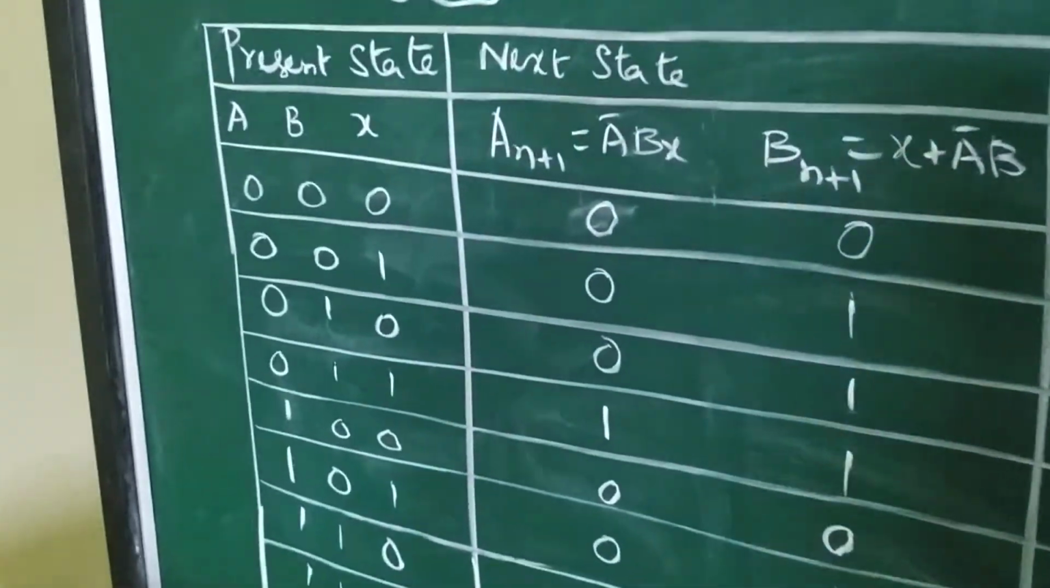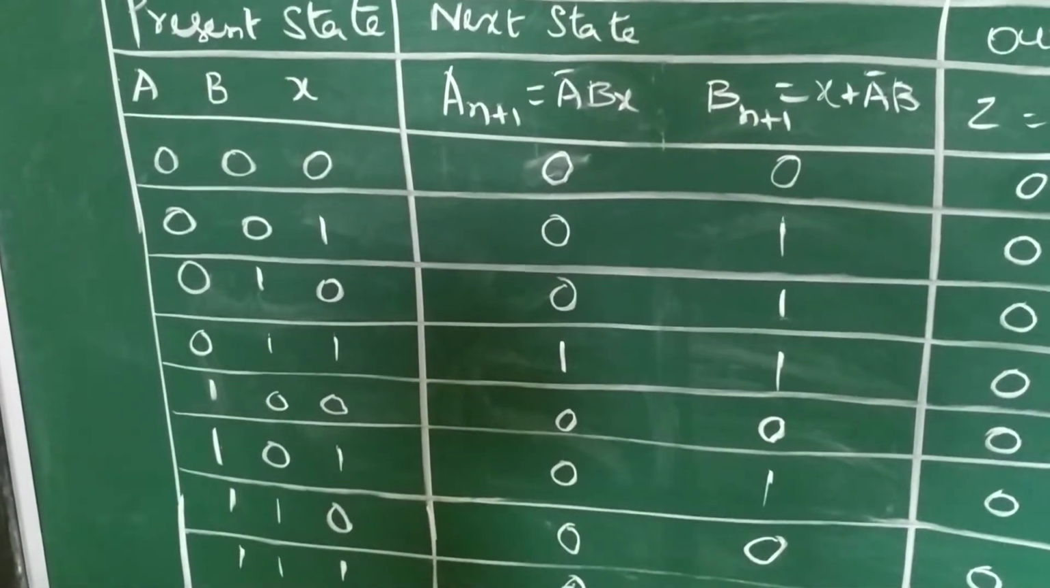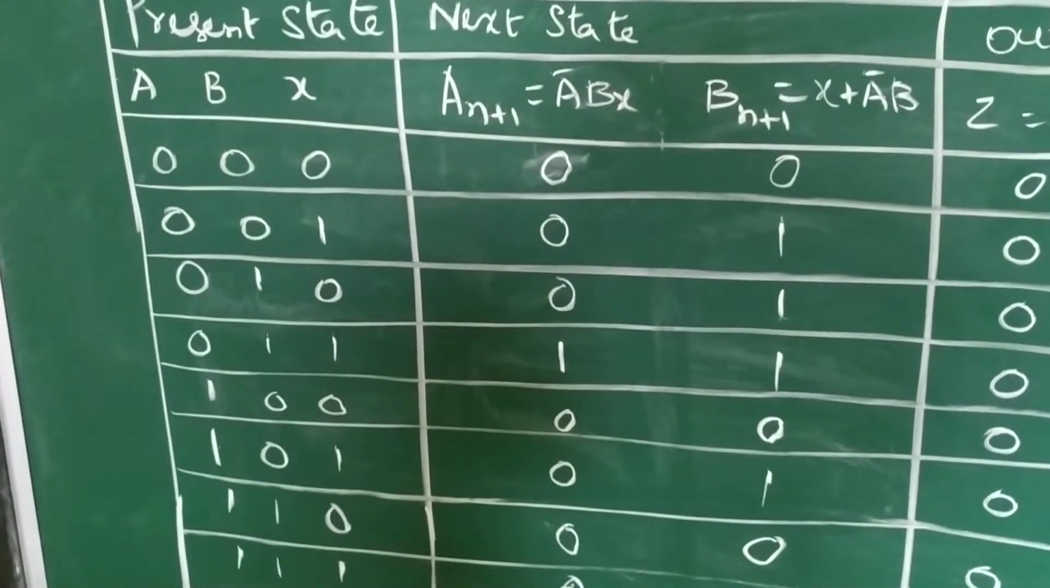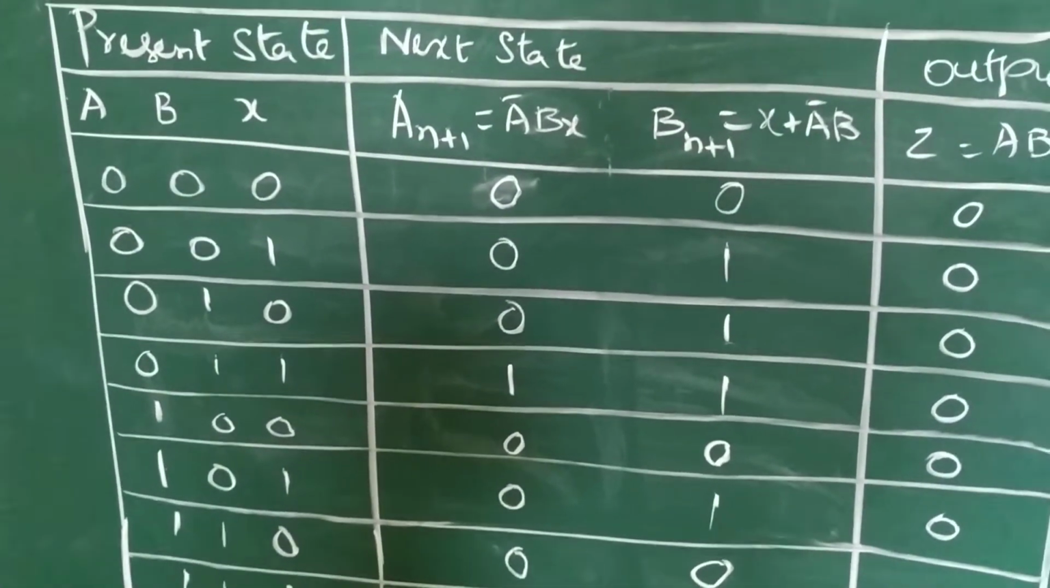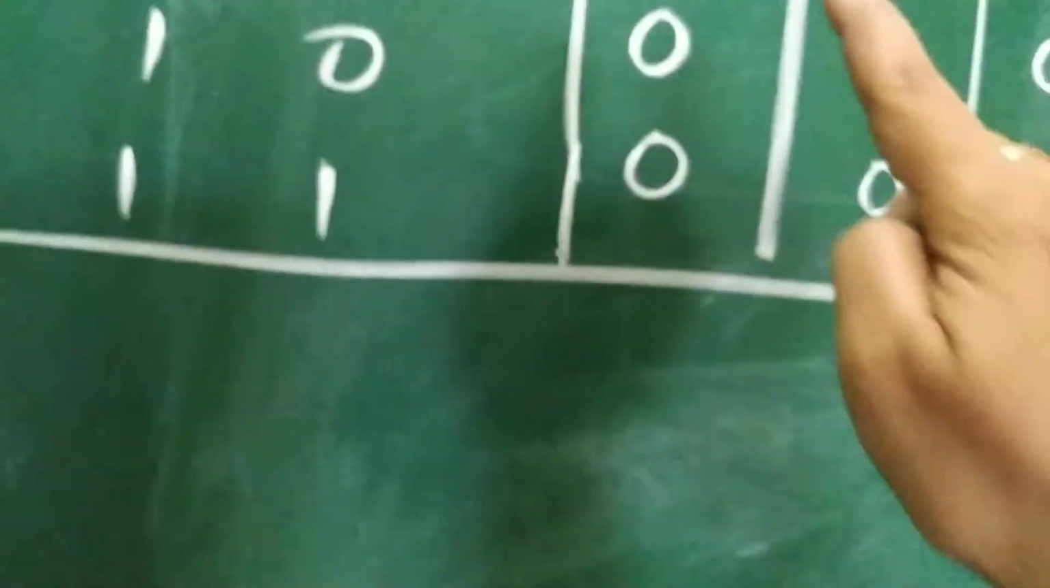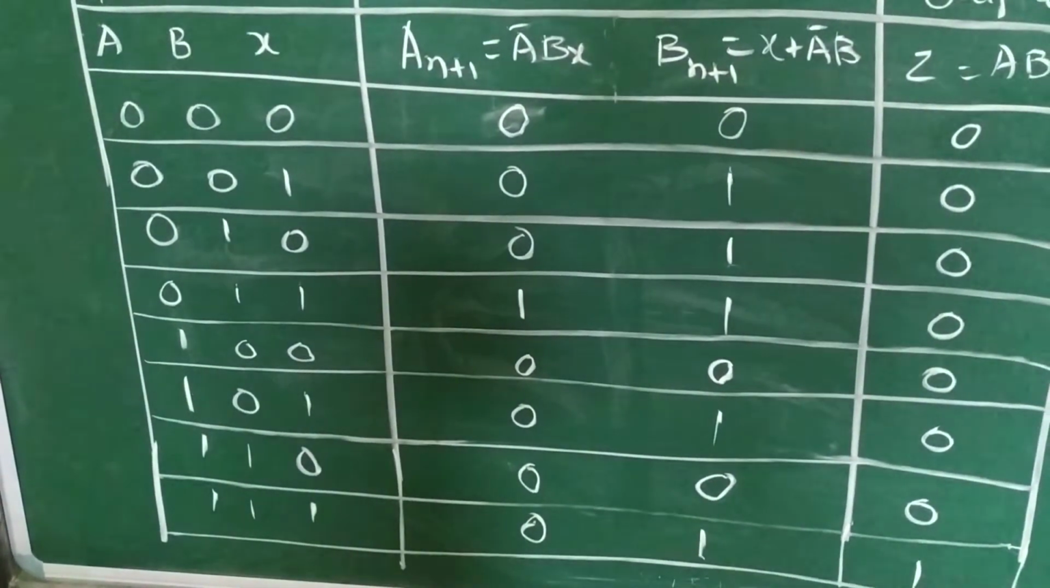Similarly, look into the third column, 0, 1, A, B values for x equal to 0. The next state is in the third column, 0, 1. So write it here, 0, 1. And then next it is the fourth column, 0, 1 for x is equal to 1.